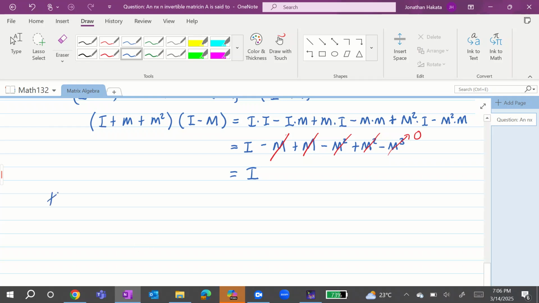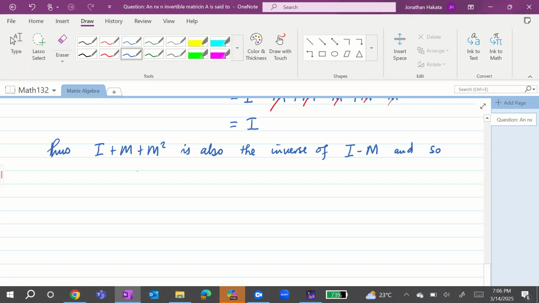Thus we can conclude that I plus M squared is also the inverse of I minus M, and so I minus M inverse is equal to I plus M squared, as required.